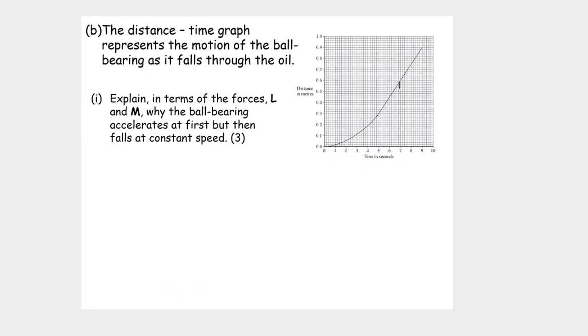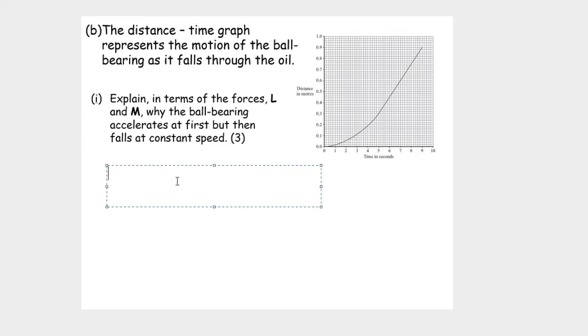So from the graph here we can see that if the gradient is the velocity, then we're starting with a slight gradient here, and then the gradient gets steeper and steeper and steeper here. Okay, so we can see that the velocity is getting greater. This section here, which is straight, means we've got a constant velocity through that bit, and in this section here where it's curved, that means the object is accelerating. We're being asked to explain in terms of the forces L and M why the ball bearing accelerates at first but then falls at a constant speed.